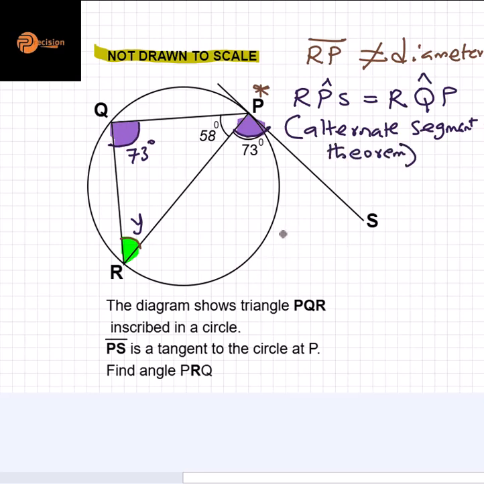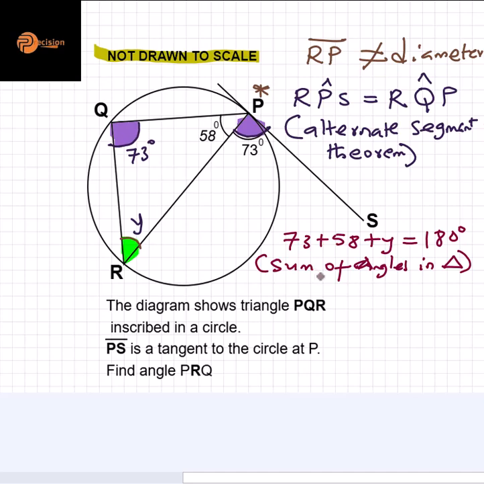From this point, we can say 73 plus 58 plus y all sum up to 180 degrees, because this is the sum of angles in a triangle. So doing that, we can now add 73 to 58 to give us 131, plus y is equal to 180. So take away 131 from both sides. That's collecting like terms. You now have y is equal to 180 minus 131, and that's equal to 49.